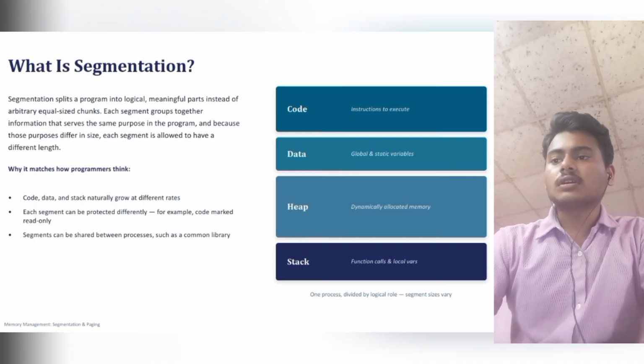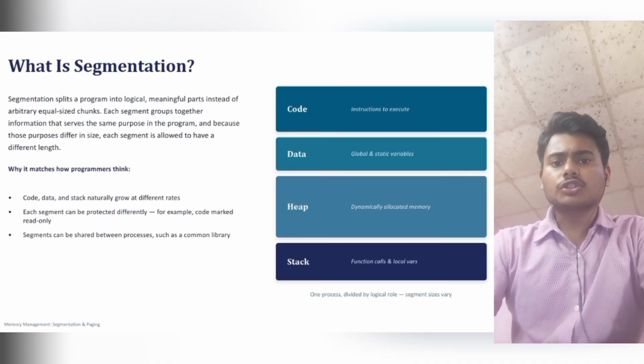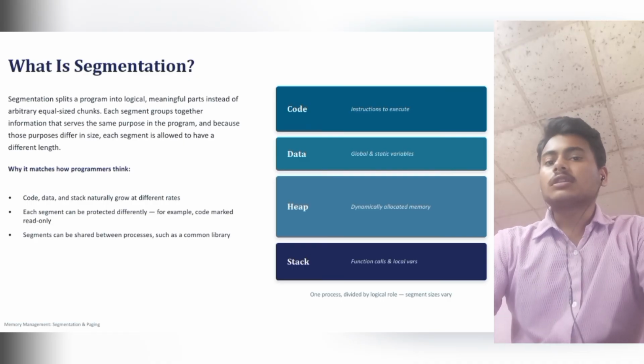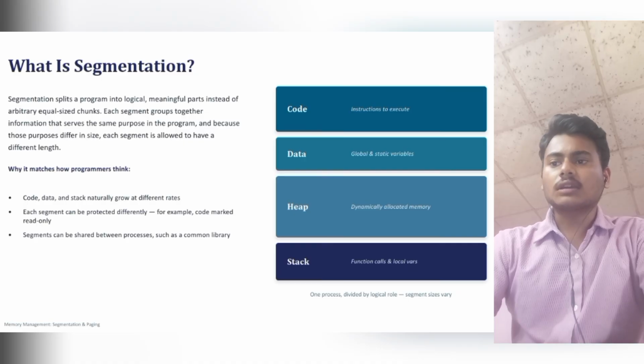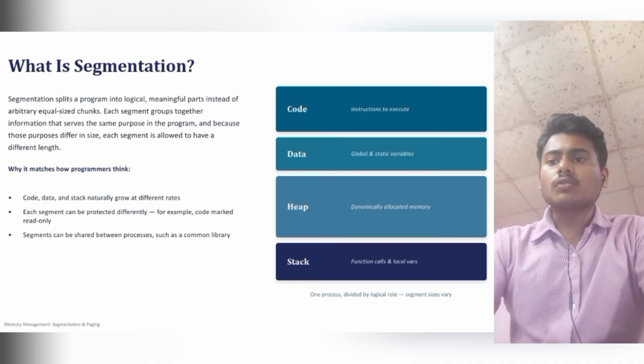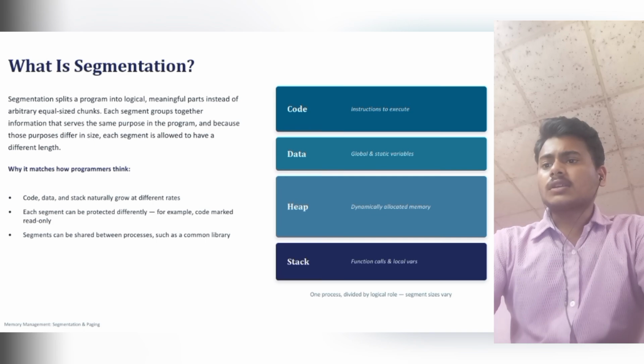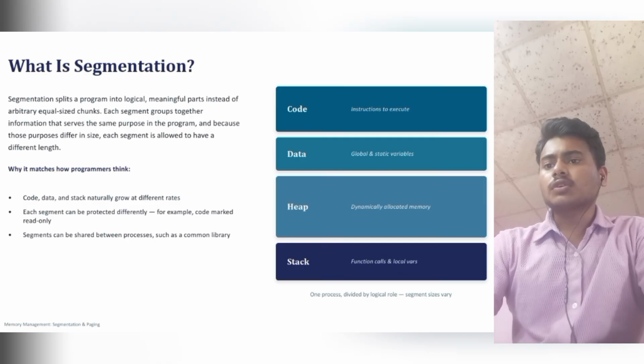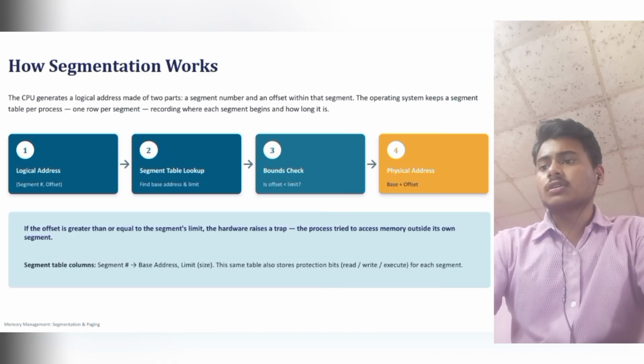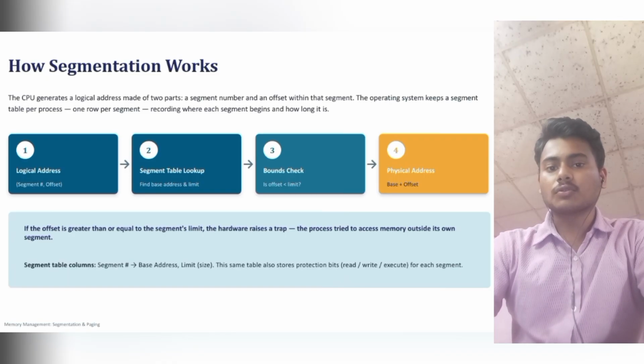What is segmentation? Segmentation breaks a program into logical parts, not into equal pieces. Think about any program. It has code, which is the actual instructions. It has data, like global variables. It has a heap for memory, the program state while running, and it has a stack for function calls and local variables. These four parts are different from each other. They grow at different speeds, so segmentation gives each one its own space and lets that space be any size it needs. This is why segmentation feels natural. It matches how programmers already think about their code.